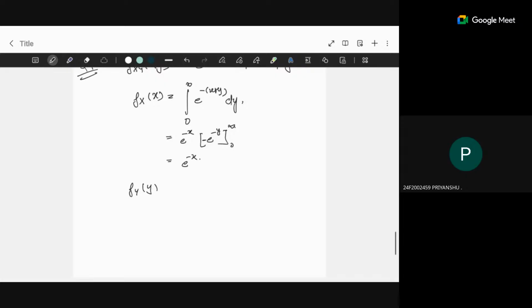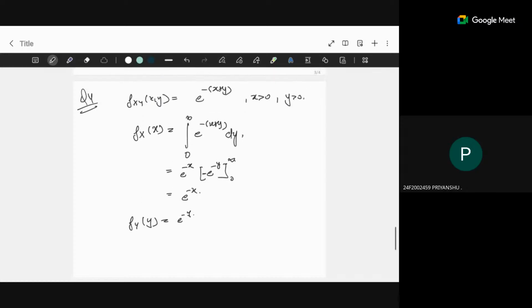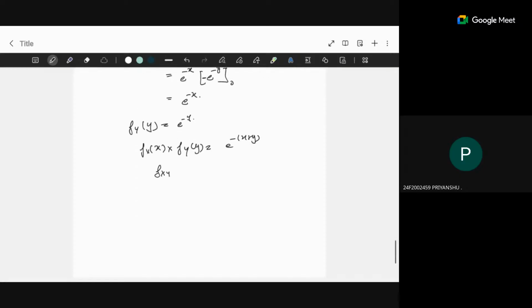And f of y will be what? Same. It should be e raised to the power minus y only. Yes, ma'am. So if I multiply both of these, what am I getting? e raised to the power minus (x plus y). So I can say that my f of x, y is equal to the product of the marginal PDFs. So they are independent also, correct?